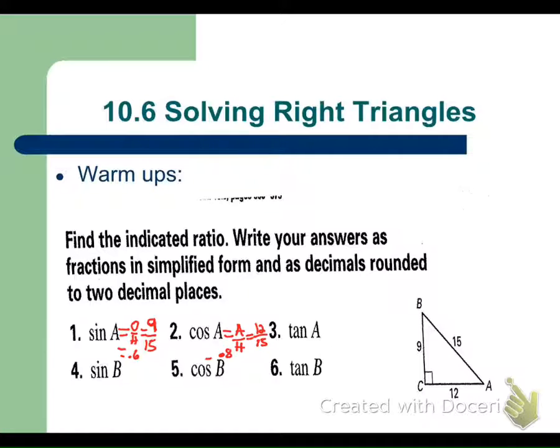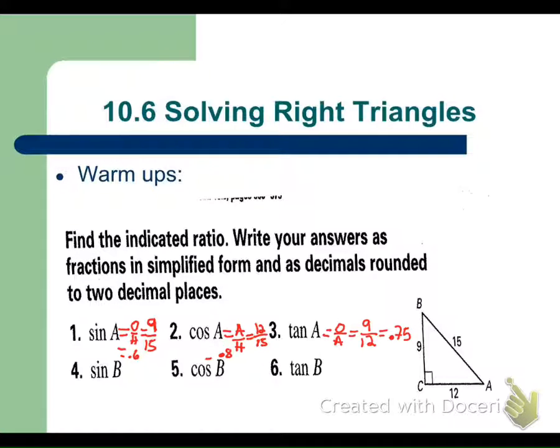Okay. And then we have tangent. So tangent is TOA: opposite over adjacent. So which side is opposite of A? 9 is opposite of A. Adjacent to A? 12, yep. So when you put that in your calculator, 9 divided by 12, what do you get? Yep, 0.75. Nice job, guys.